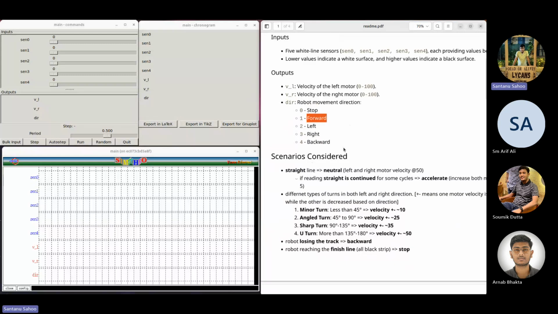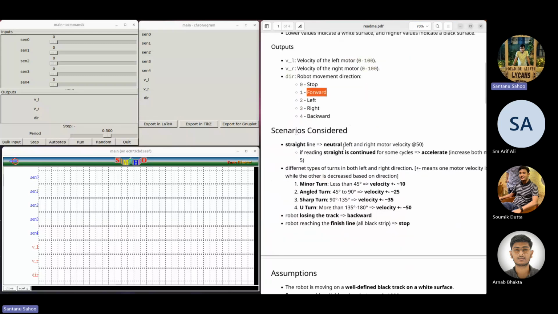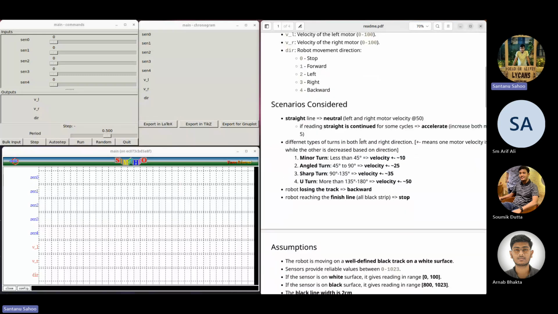And we have considered multiple scenarios. Let's say the robot is going in a straight line, then both motors should have the same velocity, and for now it is 50. If the straight line is continued for some cycles, then it will accelerate. Also, there can be turns in the left or right direction, and the turns can have multiple levels of intensity.